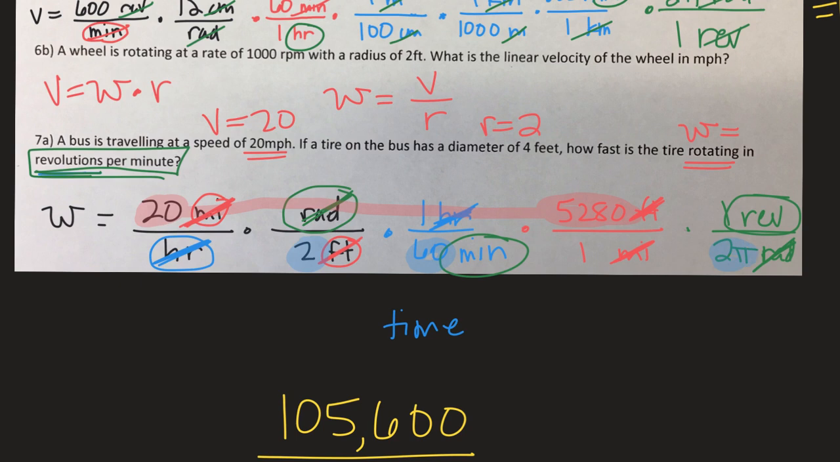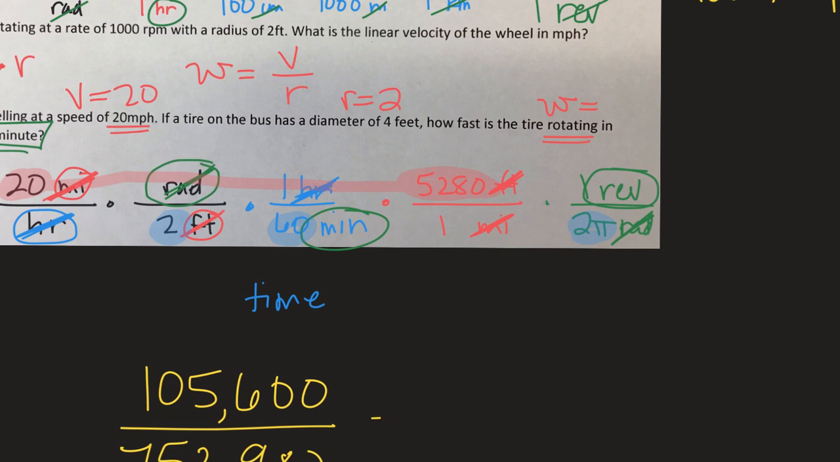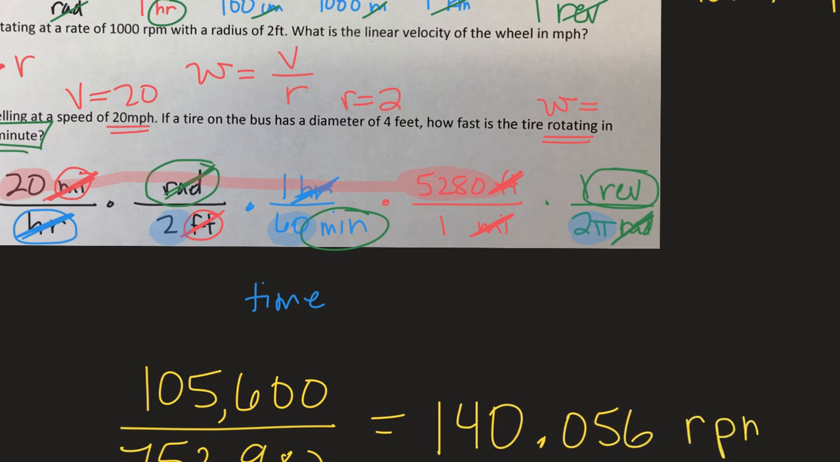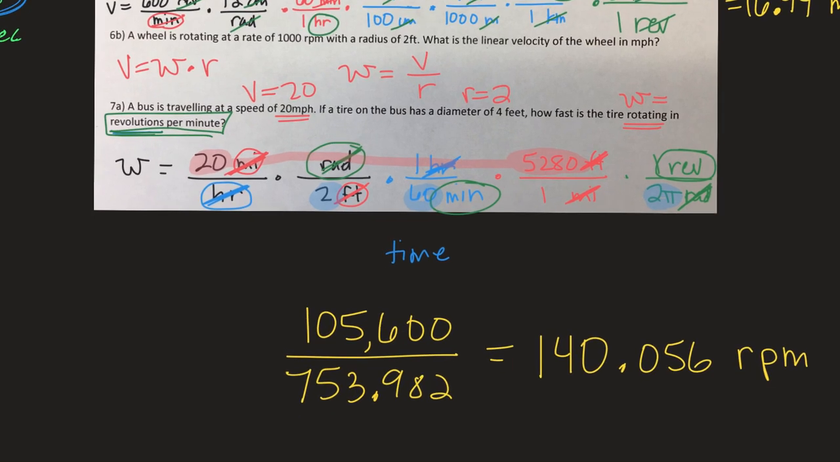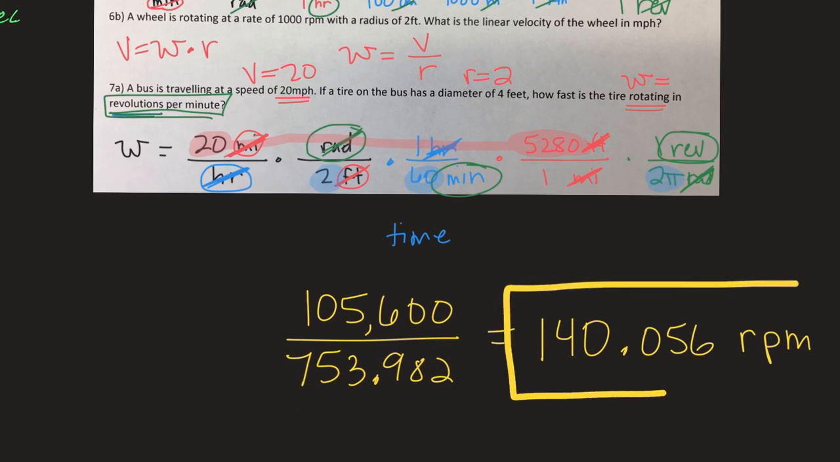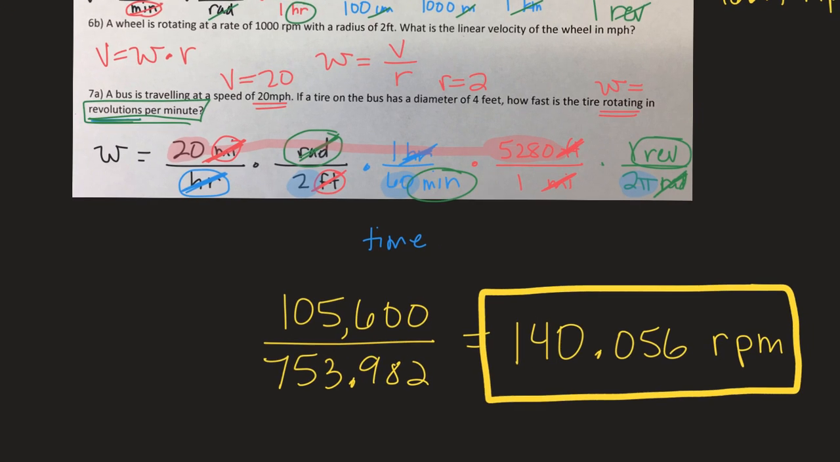So 2 times 60 times 2 pi is this decimal, 753.982. So when I do this in my calculator, it's 105,600 divided by 753.982, I get an omega of 140.056 revolutions per minute. Okay, and that's my final answer, 140.056 revolutions per minute. Okay, hopefully that helps.